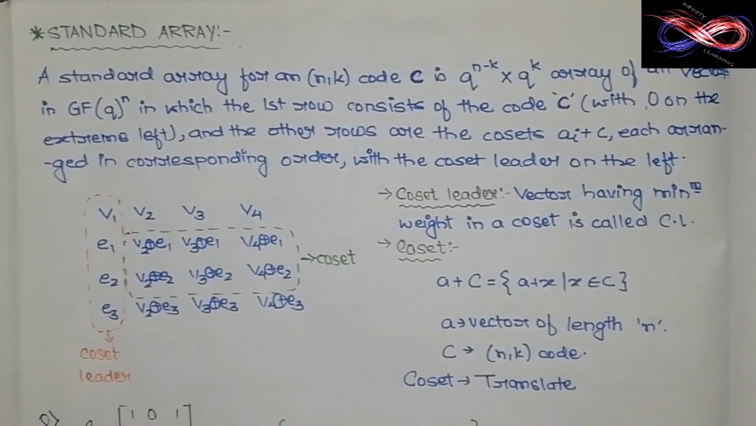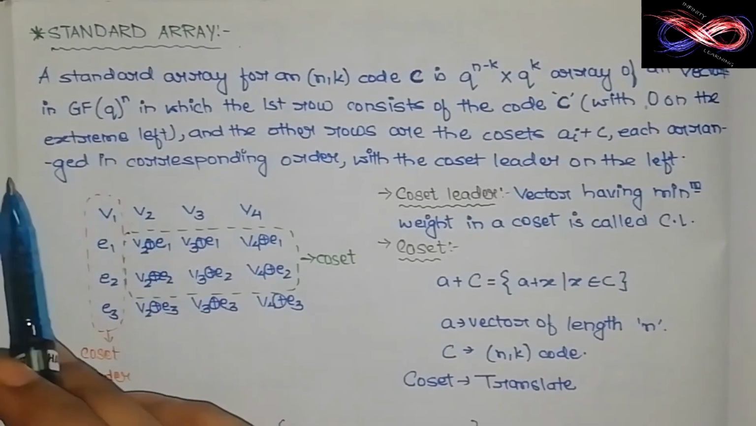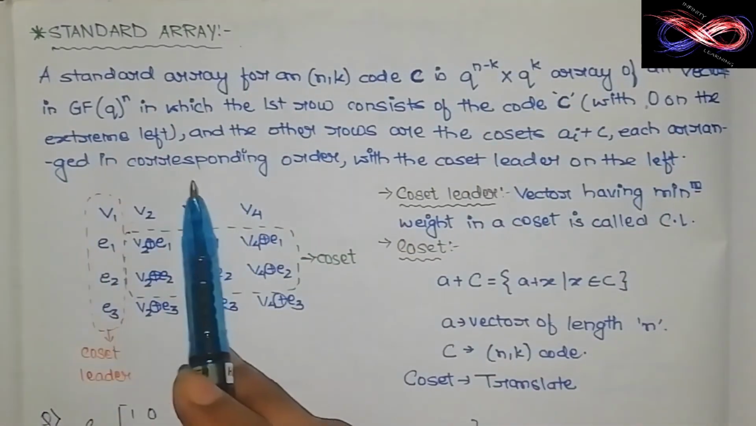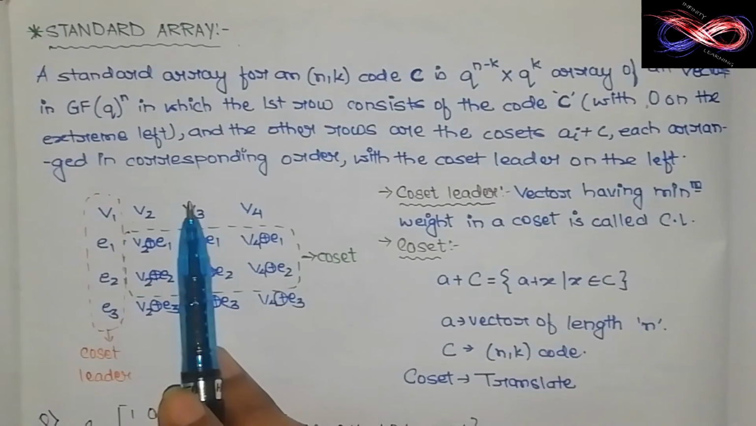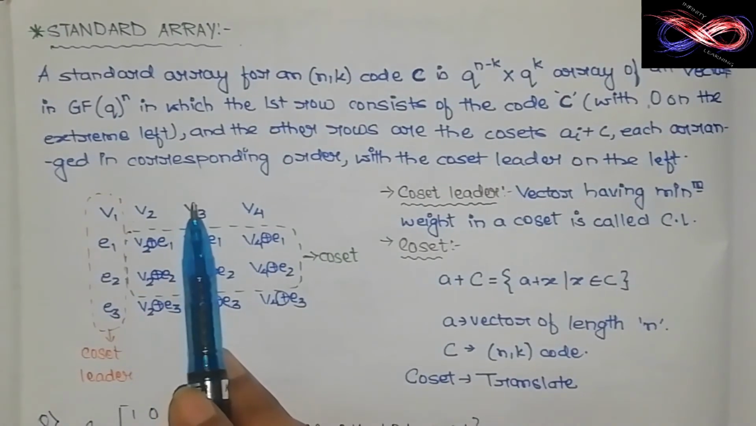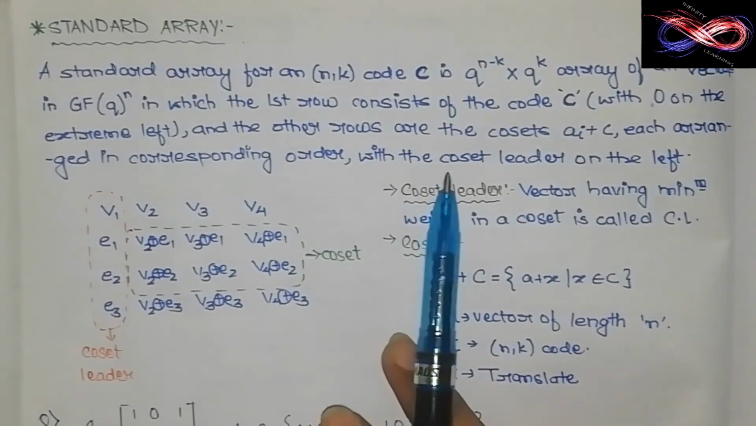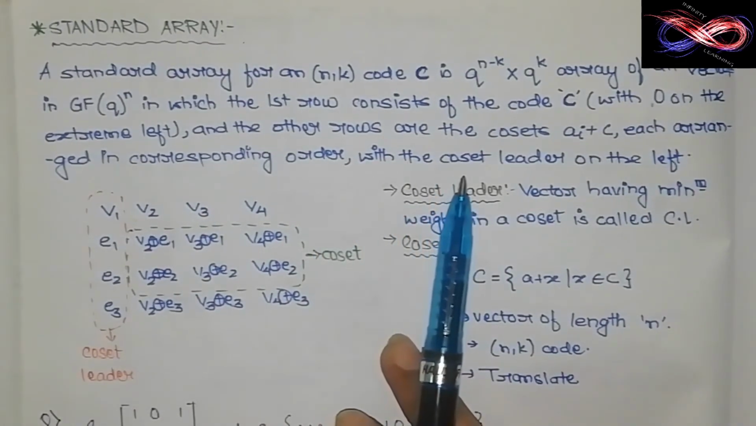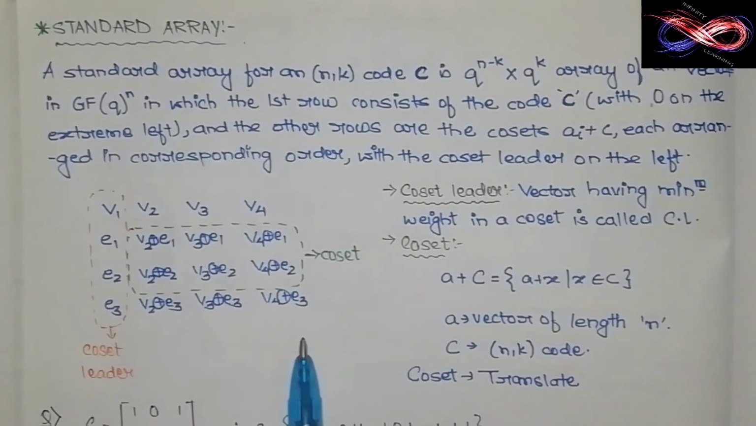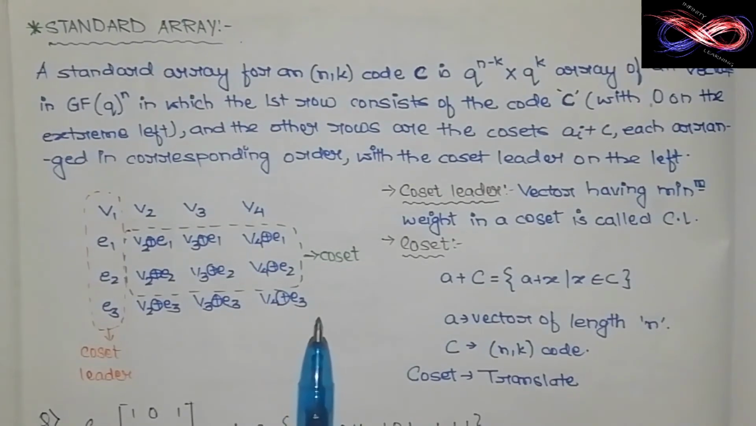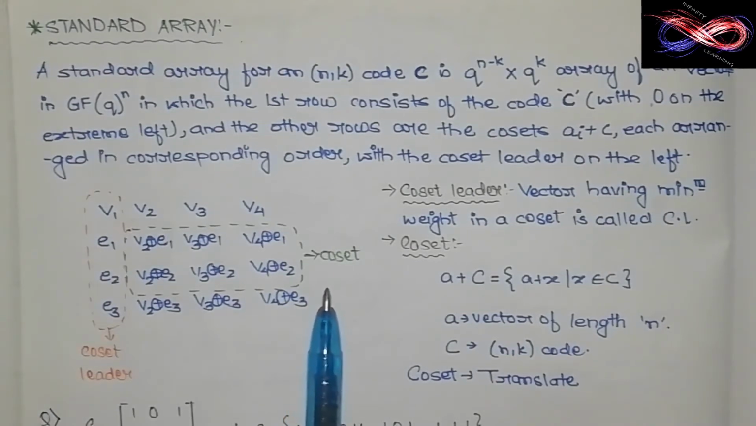Now the next topic that we are going to discuss is the standard array. Now the definition for standard array is given here. It's basically all theory part. If I read it out, you can do the same by yourself, so I will not read it out. The standard array is an array which comprises all the error values and the transmitted bits. Basically it is an array which includes the coset leader values and the coset values.